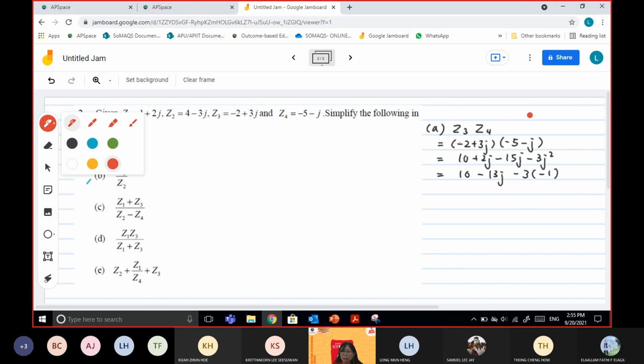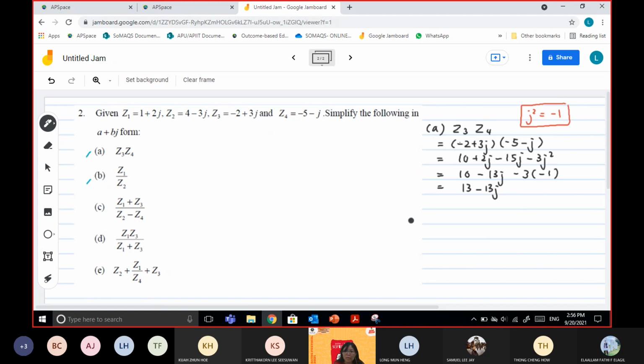So when it comes to multiplication, I highlight this one: j squared equals minus 1. So I substitute with minus 1, then I simplify it further. So 10 plus 3 will be 13 minus 13j. So this is for the multiplication part. Does it tally with your answer for part A, for those who have already done it? Yes, miss.